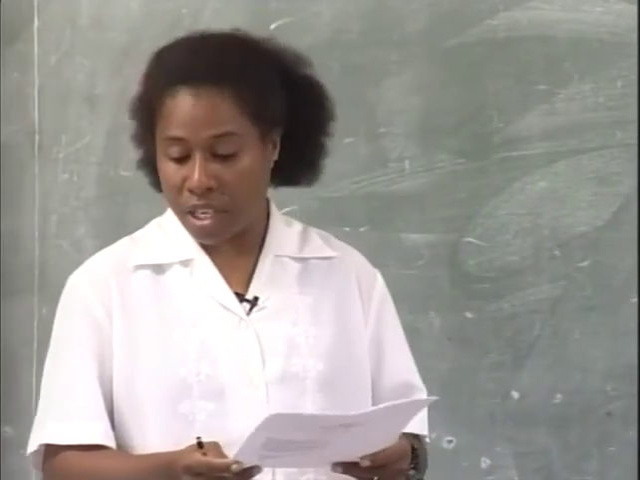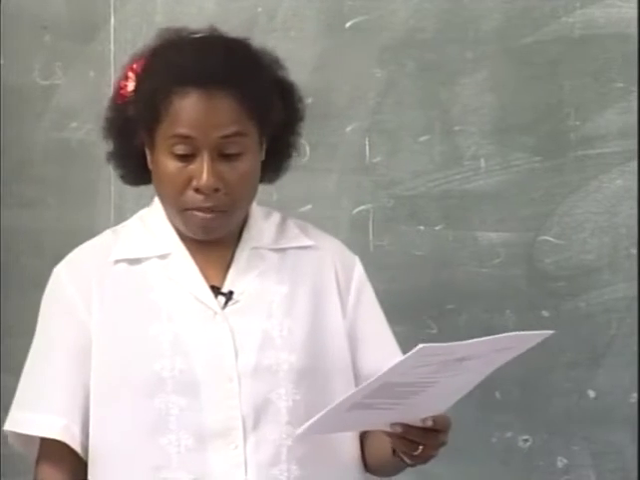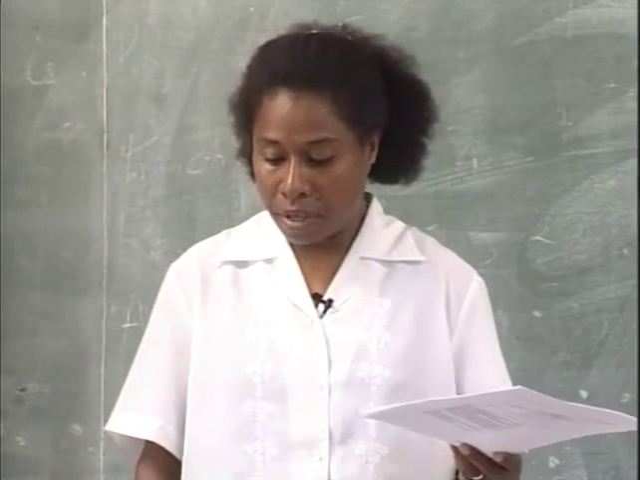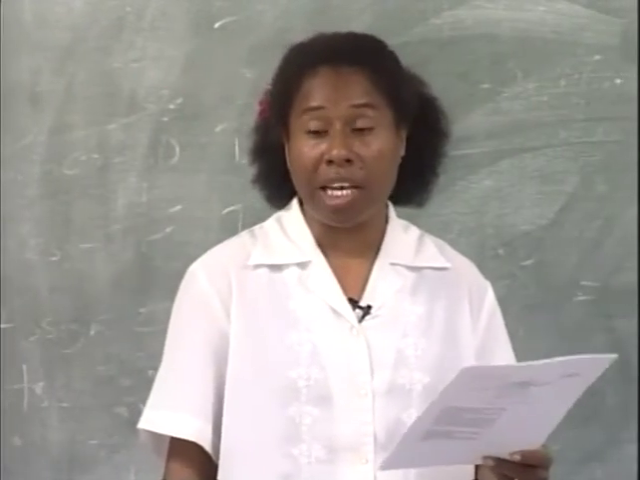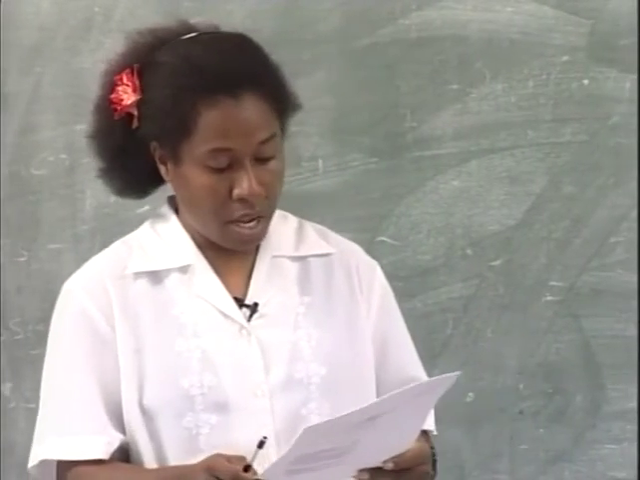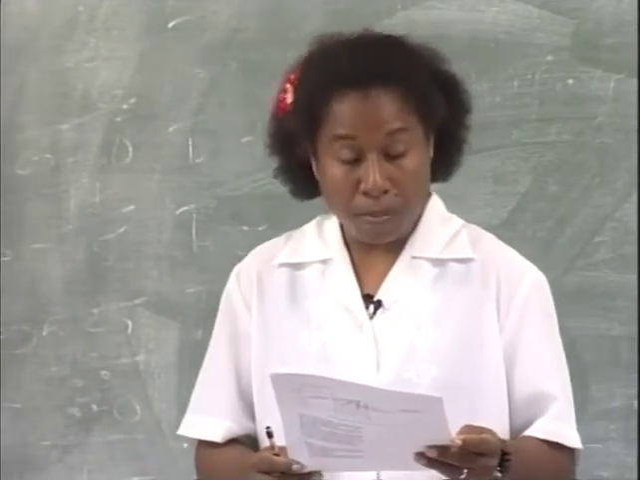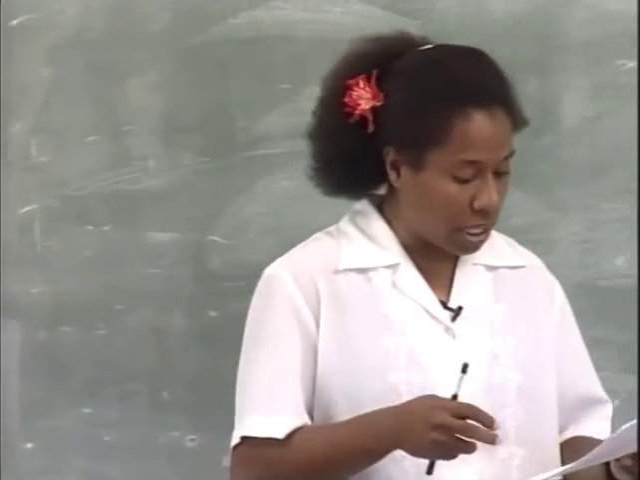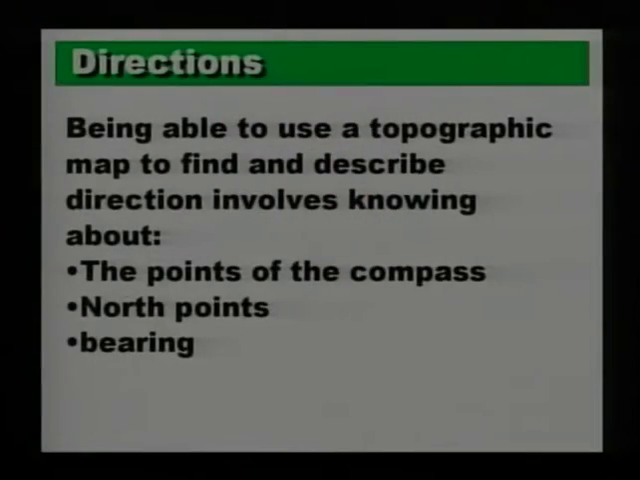Let's look at the next section on interpreting directions. Usually, being able to use a topographic map helps us find and know about where things are located when we are dealing with directions. It is also important for us to know that there are 3 important items that we need to know about when we are dealing with the north direction. And they are 1, the points of the compass, 2, the north point, and 3, bearings.